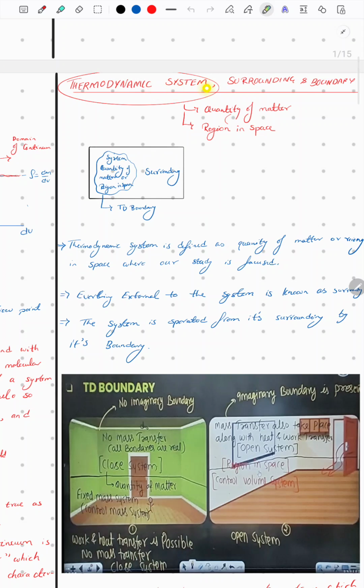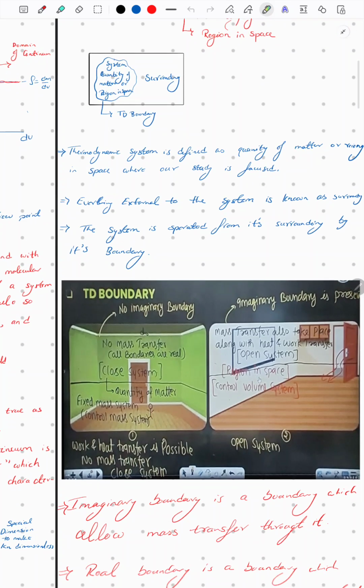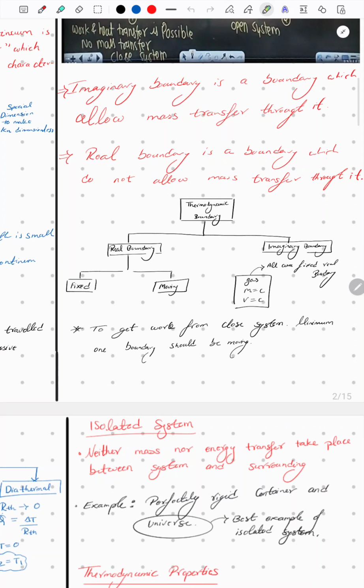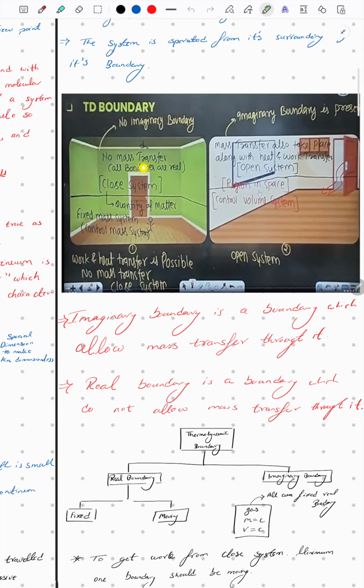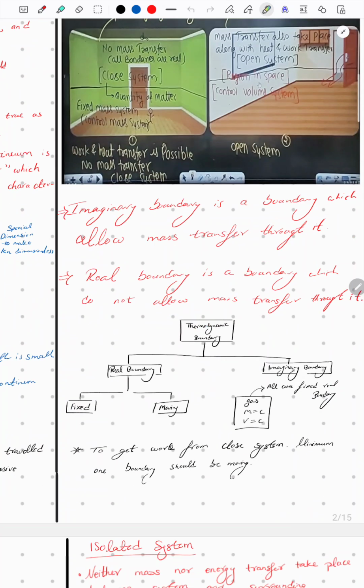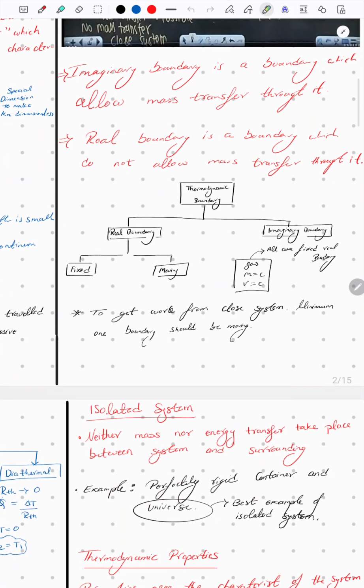Thermodynamic system: if somebody asks what a thermodynamic system is, you have to tell it is quantity of matter, region, space. You have to include these two words. This is very important. Okay, and yes, imaginary boundary. To get work from a closed system, we also just had an introduction to imaginary and non-imaginary boundaries. Then closed system and open system. In an open system you have to imagine an imaginary boundary, and in a closed system all boundaries are real. To get work from a closed system, a minimum of one boundary should be moving.